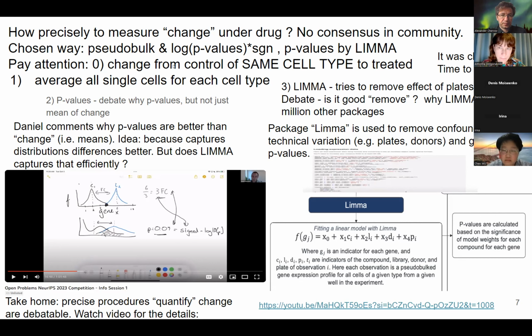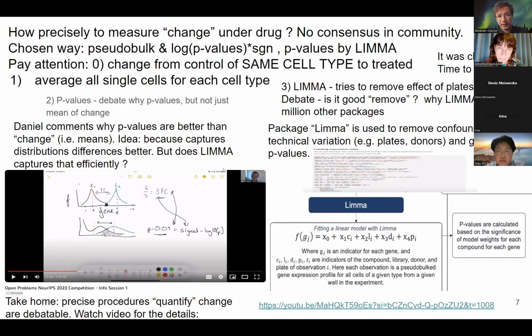Okay, so I think these two comments might be more or less simple and clear, but these parts 2 and 3 are more delicate. First, when we quantify this effect of the drug, we take p-values. We don't take the log-fold change, we don't take the mean change, but we take these p-values, or more precisely, the logarithm of the p-values, multiplied by the sign. And these p-values are calculated by the standard bioinformatics package limma.